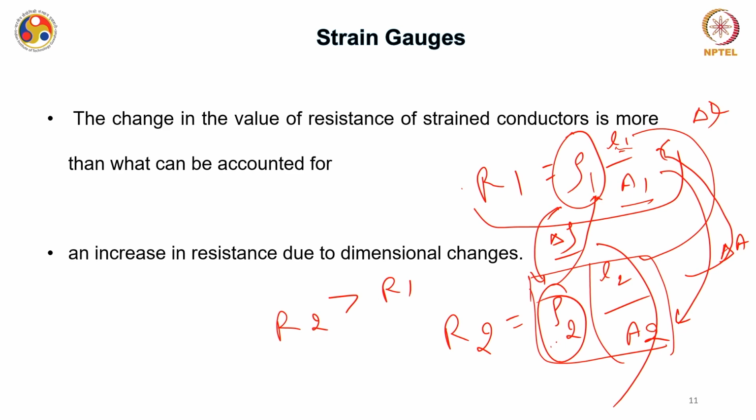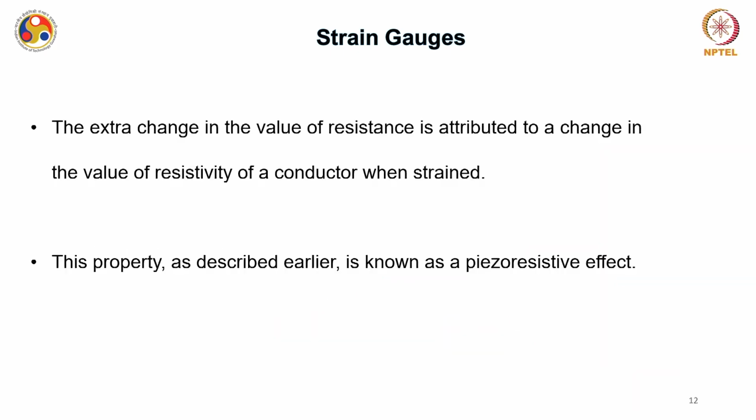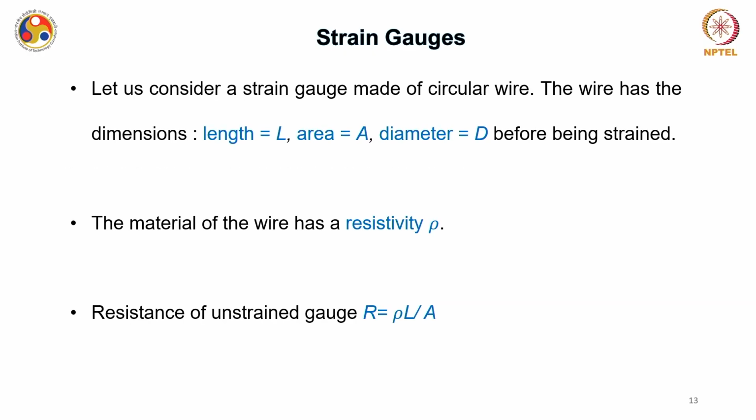However, here with the application of strain, this value is also changing, and this extra increment in resistance is actually accounted for by the piezoresistive behavior. So the extra change in the value of resistance is attributed to a change in the value of resistivity of a conductor when it is strained, and this property, as described earlier, is known as the piezoresistive effect.